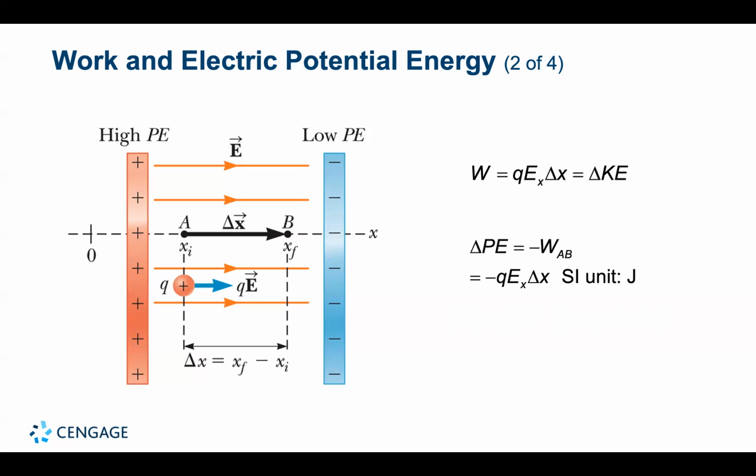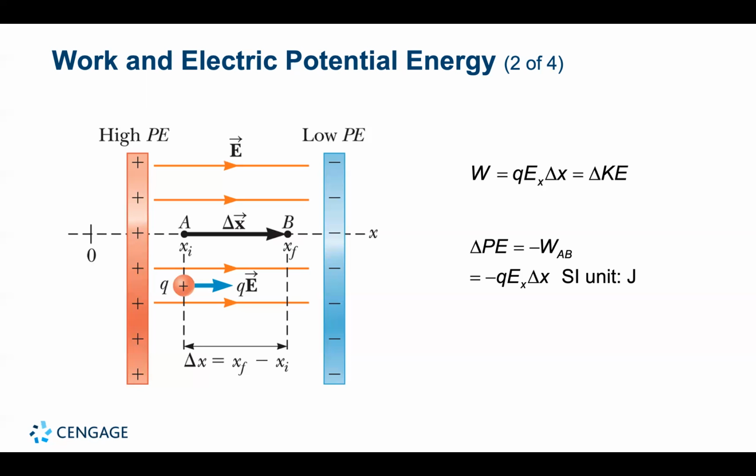So the change in the electric potential energy of the system, consisting of an object of charge Q moving through a displacement delta x in a constant electric field, is given by the equation here, where Ex is the x component of the electric field and delta x is the displacement of the charge along the x axis.